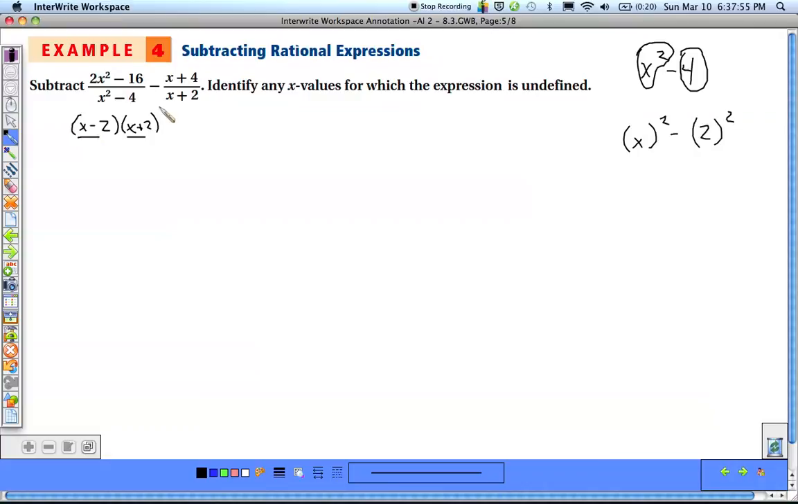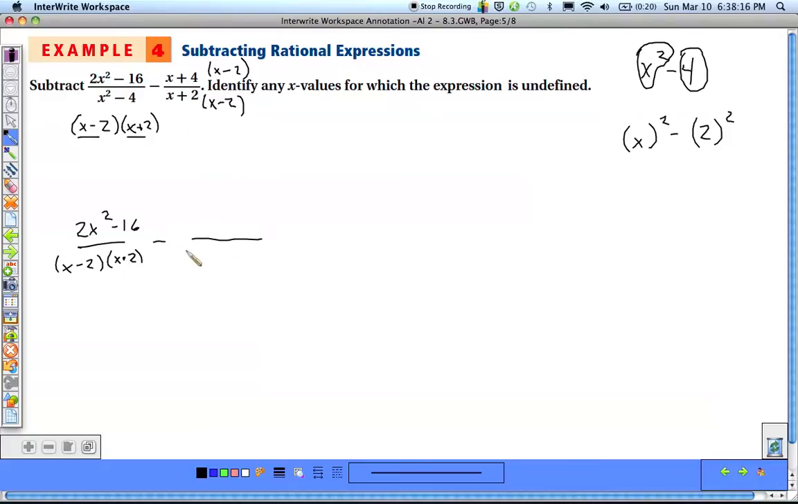It doesn't contain the x minus 2, so we can throw in that we're going to multiply this by x minus 2. We don't have to change that first one again. So we can leave this first one as 2x squared minus 16 over x minus 2 and x plus 2. And then we're going to do that same thing for the second one. But now we actually have to multiply this out.